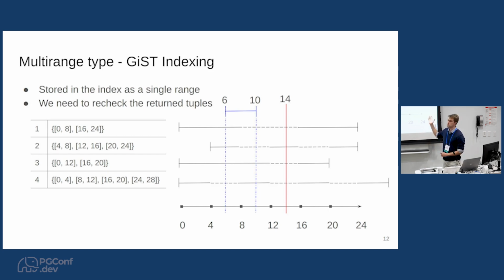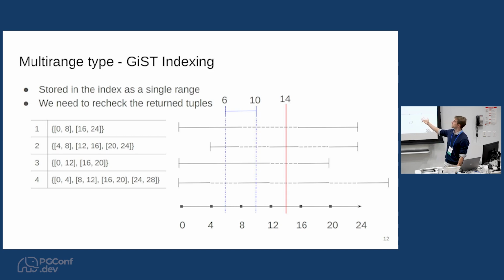Since it's not one-dimensional data, since you have ranges with a start and end value, it is multi-dimensional. We need the GiST index. So these are indexed in GiST. But you cannot index the multi-ranges as is. So for this, we first merge the multi-ranges into a single global range. For example, in the first one, we get a range that goes from 0 all the way to 24. And this is the range that gets indexed in GiST. And then this is used for the index scan.